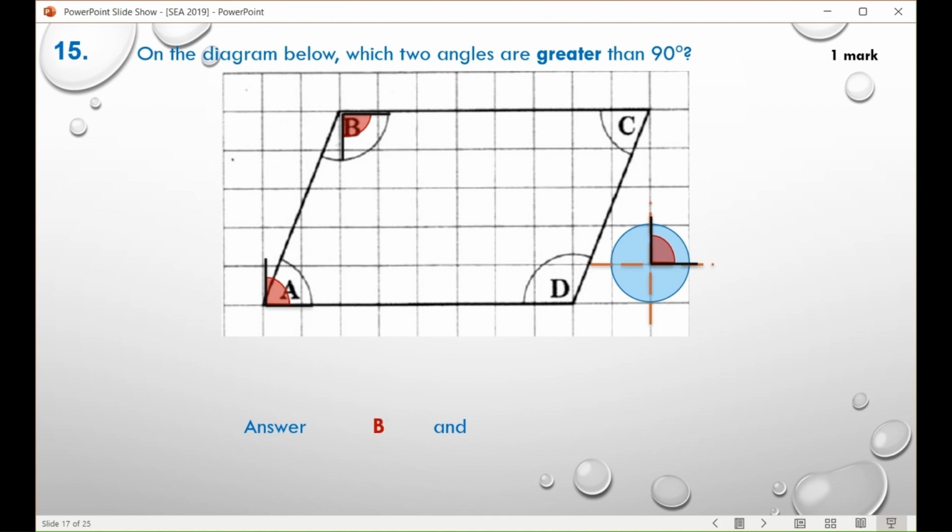Let's do the same for C as we slide it up. We have to turn it into position and look at how much C has turned. That angle has turned less than a quarter turn. So C is not an angle greater than 90. And finally, let's check D. We'll have to turn it the other way, an anti-clockwise direction. And we can see what a quarter turn is, and D has turned more than that. So D is also an answer. So the angles B and D in this parallelogram are greater than 90 degrees.